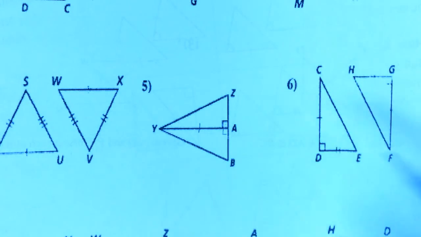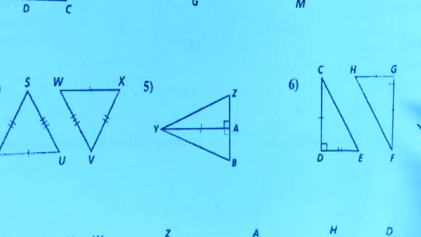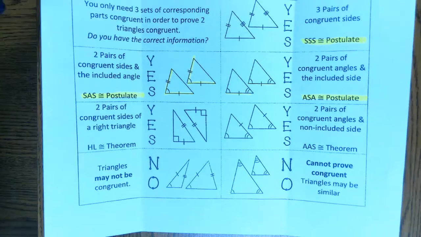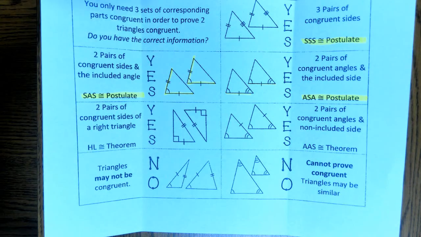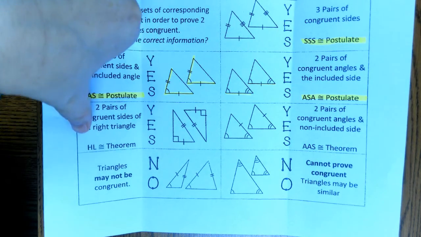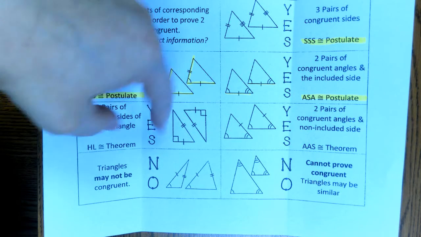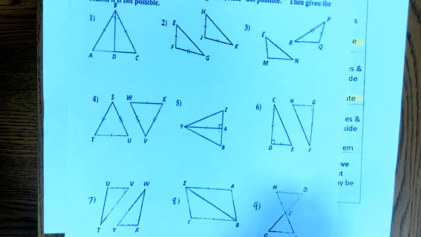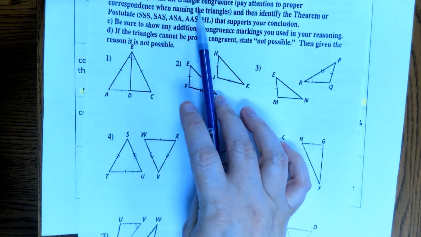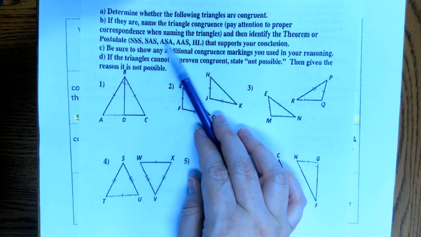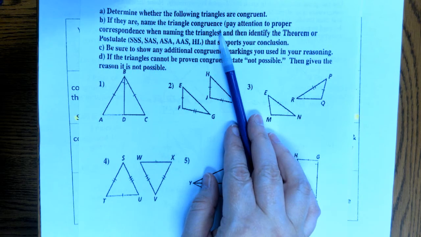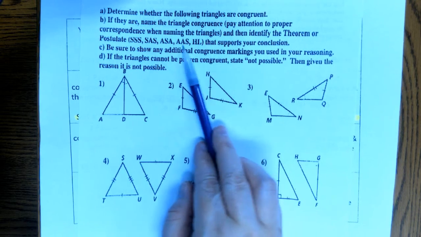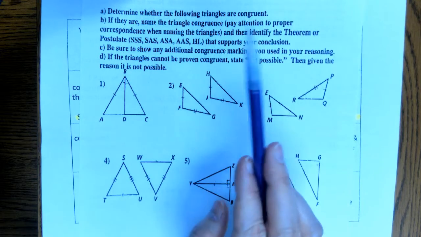So 2 pieces of information are never enough. Okay, every single one of these had 3 pieces of information, like every single one. This one doesn't look like it has 3 because it just says HL, but it also has a right angle, so that's really a 3rd piece. So this one, when you're looking at the directions, it says determine if they're congruent. If they are, name the congruence. That's like which rule. Oh, well, that's this part. And then I will talk about the naming in a second.